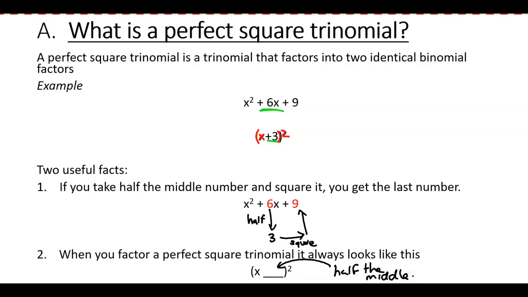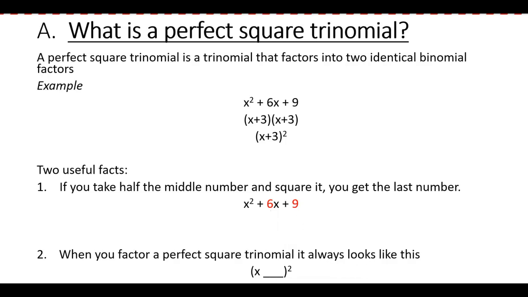That number that goes there will always be half of the middle. So, we know what a perfect square trinomial is. It's a trinomial that when you factor it, gives you two identical binomials, and so you can write it as a square. But more interestingly, two interesting facts we're going to use today. You could tell it's a perfect square trinomial if you take half the middle number and square it. Also, when you factor it, it'll always look like this, where half the middle number goes there. Okay, so we'll be using those two facts today.